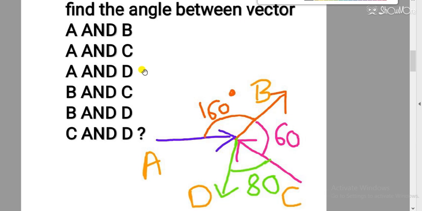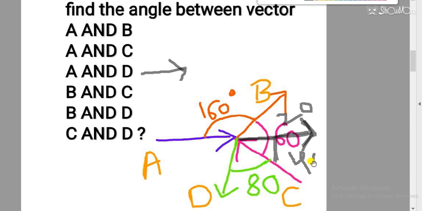Now we have to find the angle between A and D. So the D vector is here and the A vector is here. I will move A here, parallel. After shifting A, this angle is 20. That means this below angle will be 40. There are many methods, you can follow any method, so it will be 40.